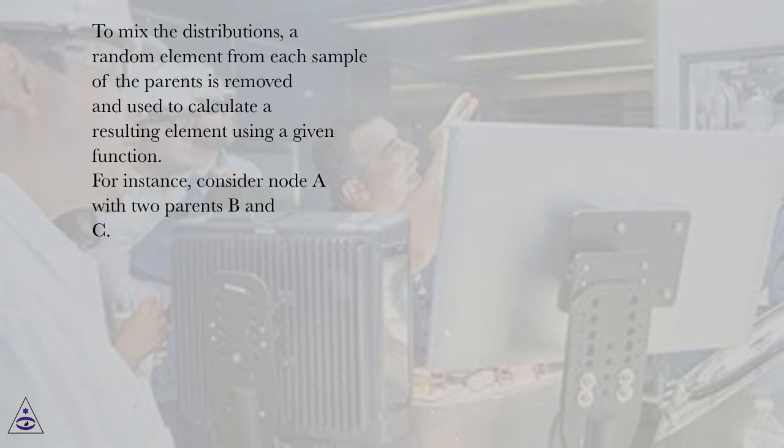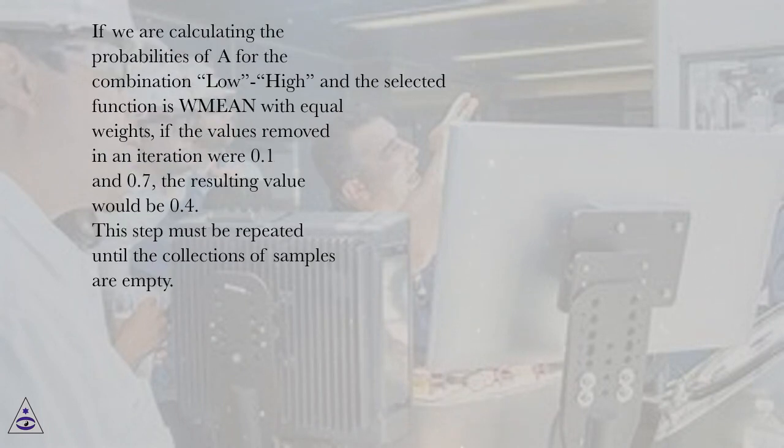To mix the distributions, a random element from each sample of the parents is removed and used to calculate a resulting element using a given function. For instance, consider node A with two parents B and C. If we are calculating the probabilities of A for the combination low, high, and the selected function is mean with equal weights, if the values removed in an iteration were 0.1 and 0.7, the resulting value would be 0.4. This step must be repeated until the collections of samples are empty.